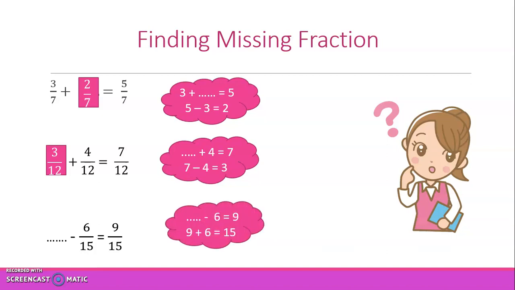What number minus 6 is equal to 9? What's the opposite of subtraction? It's addition. Then I add 9 plus 6 is equal to 15. And the missing fraction is 15 over 15.